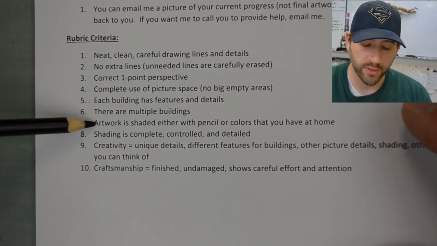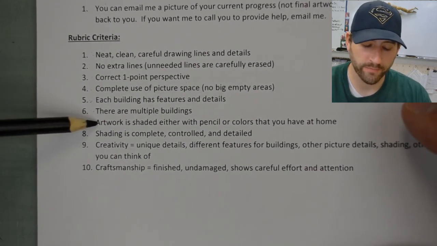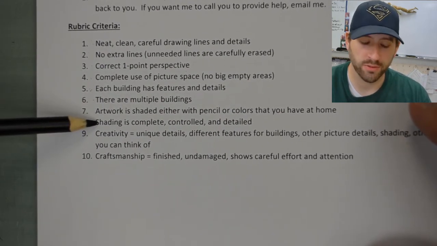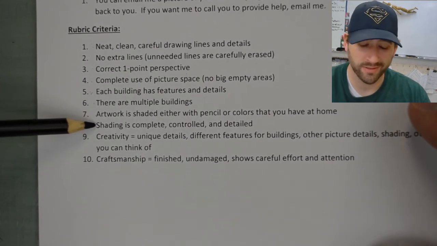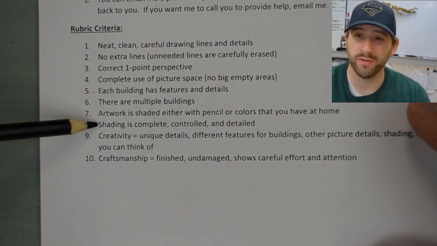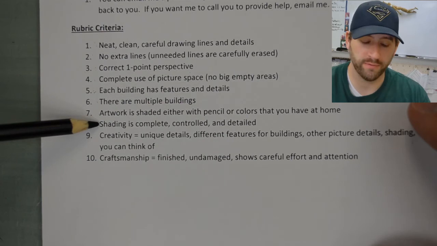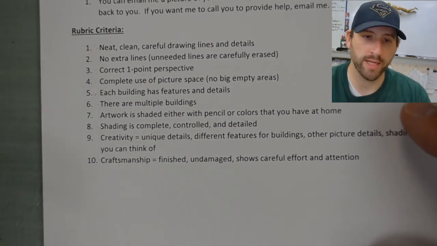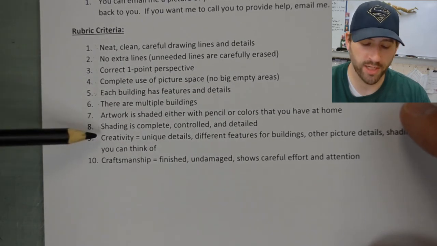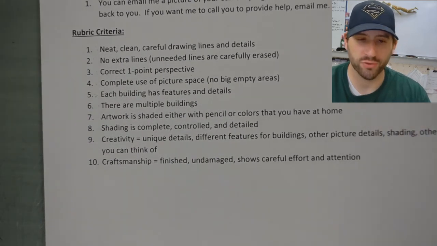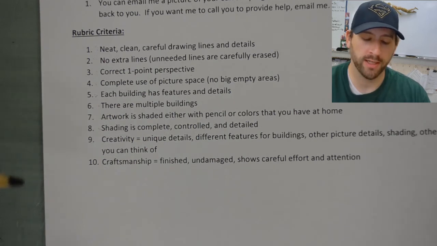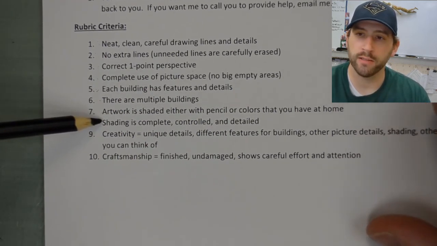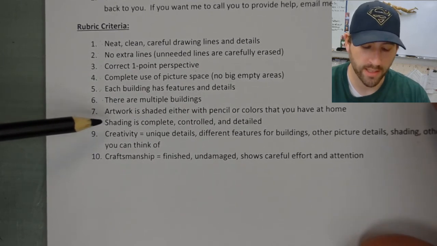Artwork is shaded either with pencil or colors that you have at home. Shading is complete, controlled, and detailed. So by controlled, I mean, it should go in the places where you think it really should go. If you're coloring a brick, make it look like a brick with the color or the shade. Things like scribbling and rushing and incomplete coloring are not going to be good for you, okay? It's not going to help your artwork.